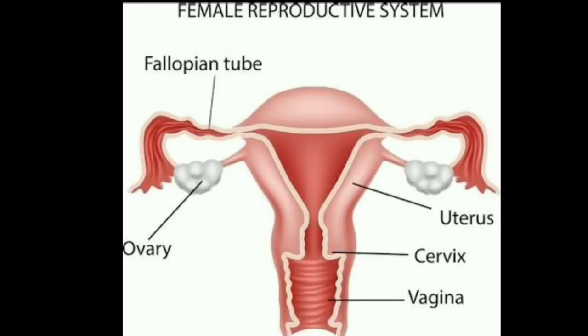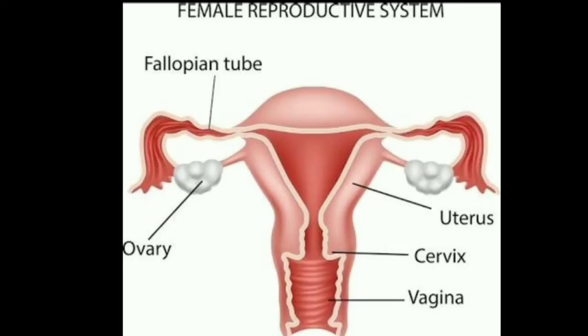The third part of the female reproductive system is the uterus. Uterus is a hollow, pear-shaped muscular organ. It is also called the womb. It lies in the pelvic cavity between the urinary bladder and the rectum. After puberty, the uterus goes through the menstrual cycle.